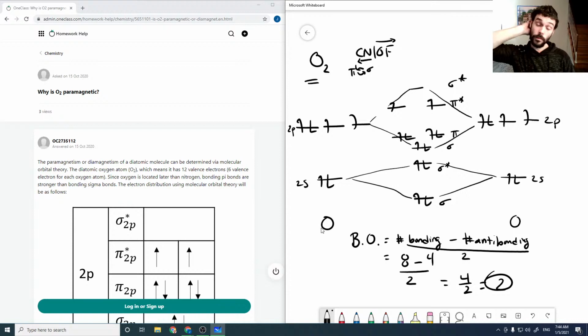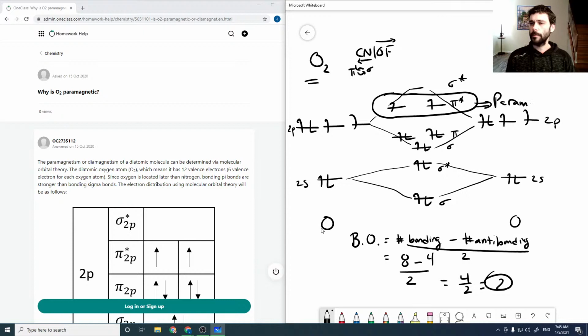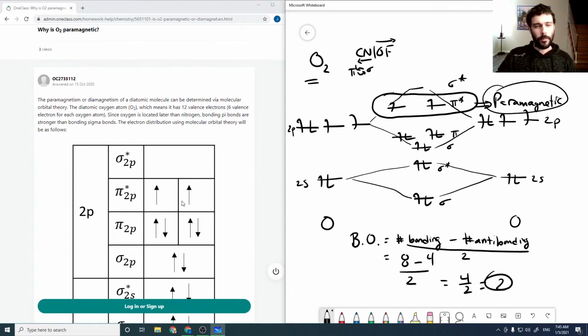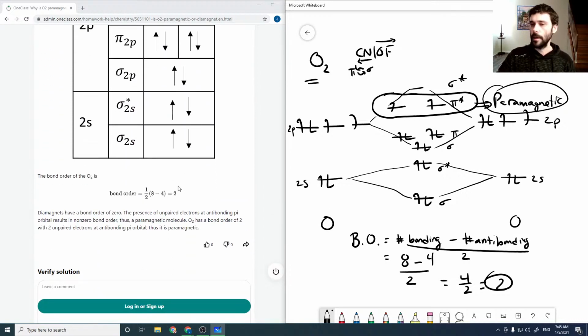But for the question, why is it paramagnetic? All we actually need to see are these electrons here. And so because we have unpaired electron spins, that means we've got a paramagnetic molecule. And that's all that matters. So if the spins are unpaired, then it's paramagnetic. If the spins are paired, then it's diamagnetic. So in this case, we have an unpaired spin there, and so it's paramagnetic.